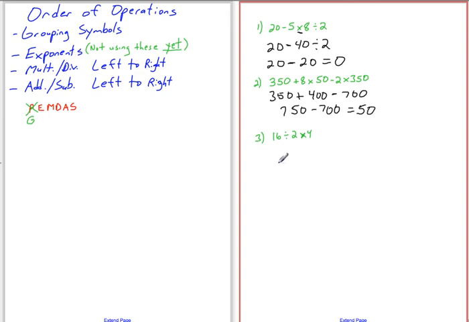Alright, same thing for number 3. Pause and then see if you got it right. So we have division and multiplication. If we look back, that happens left to right, so we're going to do this division first. 16 divided by 2 is 8. And then we're going to multiply that by 4. And so 8 times 4 is 32.